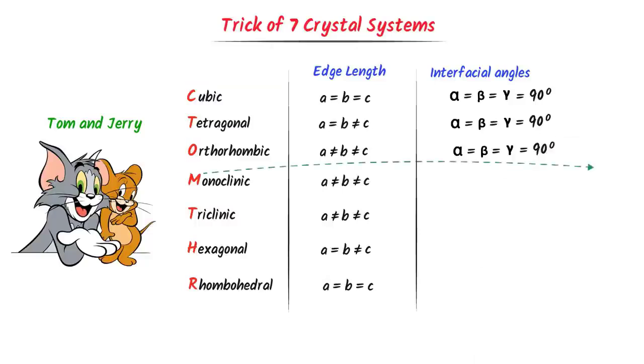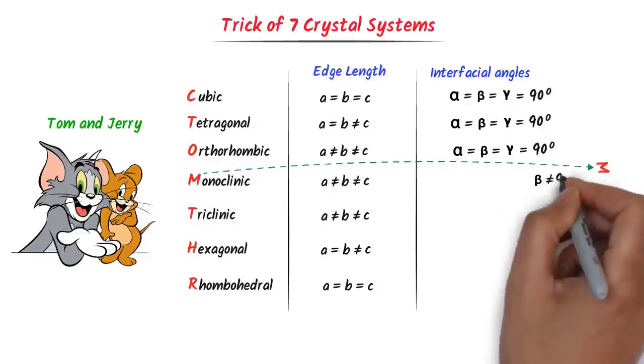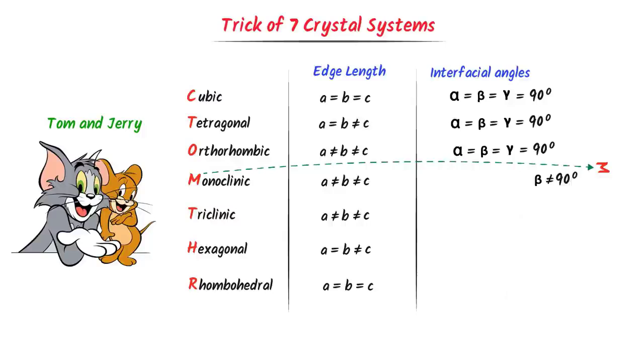Now there is a letter M in monoclinic. If I rotate this M 90 degree clockwise, it is like B or beta. I write beta here. It means alpha is equal to gamma, which is equal to 90 degree.